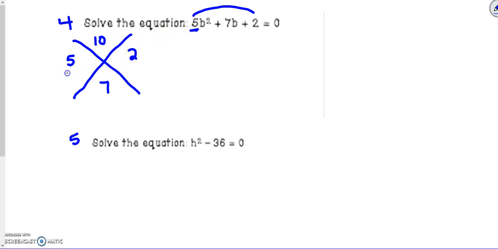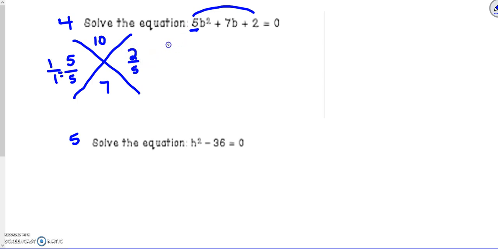And then we divide these side factors by your A. So we divide the 5 by 5 and the 2 by 5, and we simplify if we can. Then this becomes 1 over 1, or just 1, and 2 over 5, which is just 2/5.